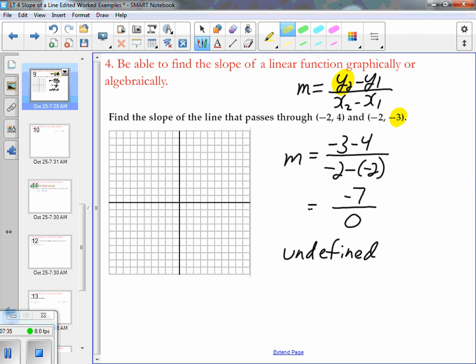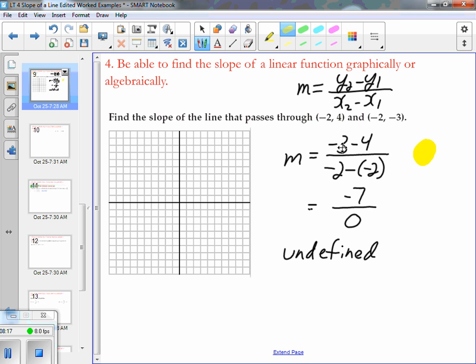All right, we start off with the formula. First thing is y2. The y-coordinate of the second point, -3. Minus y1. The y-coordinate of the first point is 4. Over x2. The x-coordinate of the second point is -2. Minus x1. The x-coordinate of the first point is also -2. The biggest place students make mistakes is right there. Is you put the wrong number in the wrong place. Or maybe you put the right number in the wrong place. But anyway, you don't get the numbers in the right place. Okay? That's the biggest mistake.